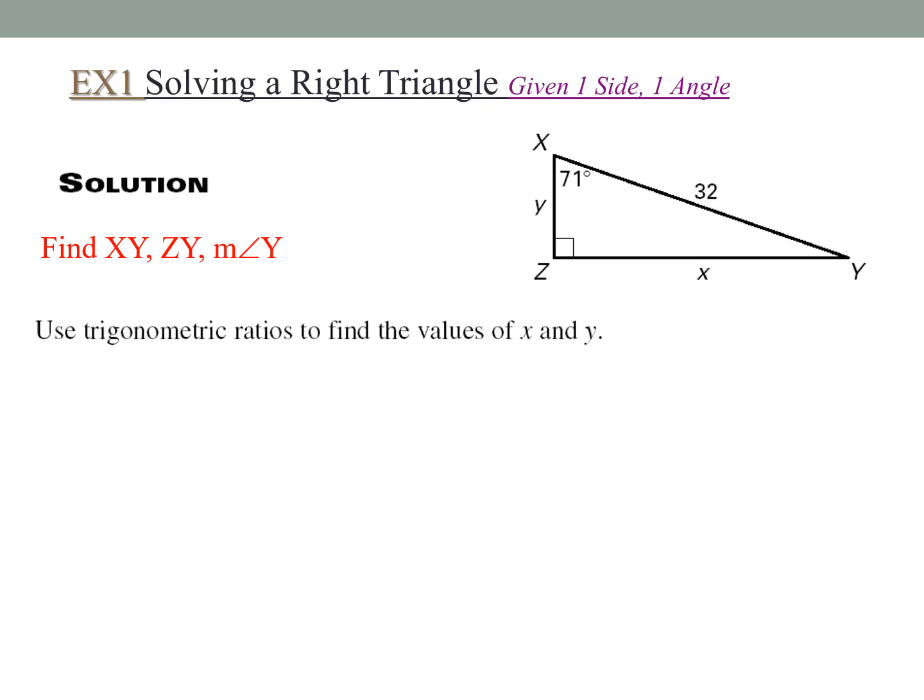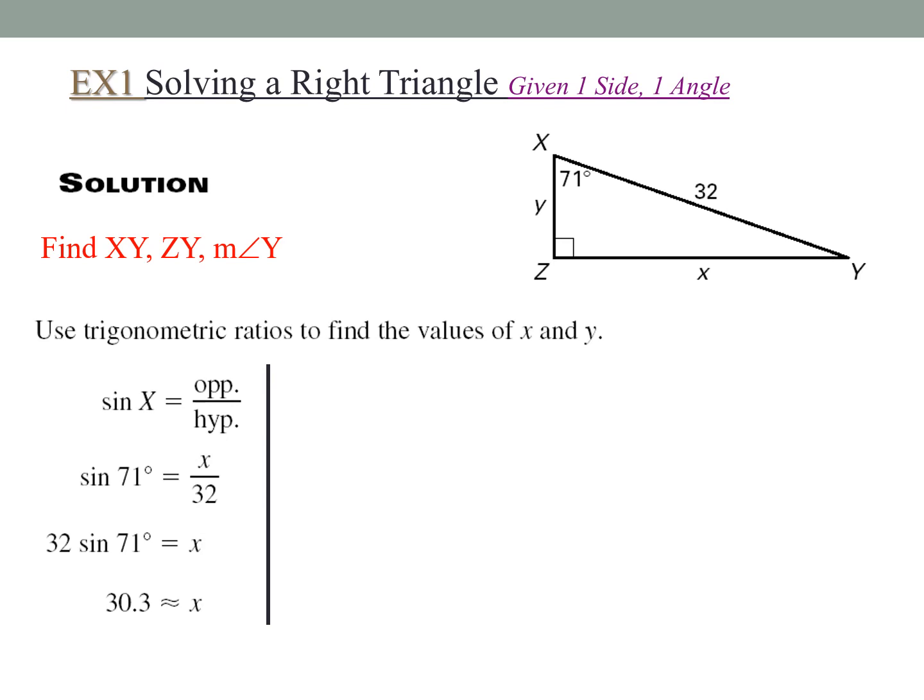If you want to find, for example, the side ZY, which is represented by small x, it is opposite of 71, and the hypotenuse is 32, then we are going to use sine: sine is opposite over hypotenuse. By substituting, sine 71 equals small x over 32. By cross multiply, then x equals 32 times sine 71, which is approximately 30.3.